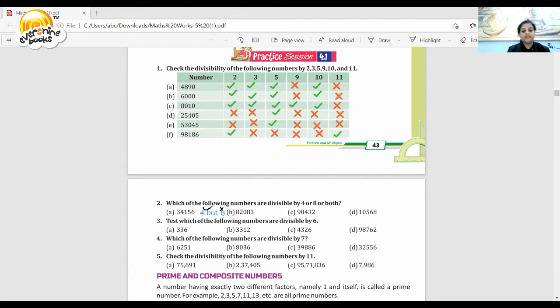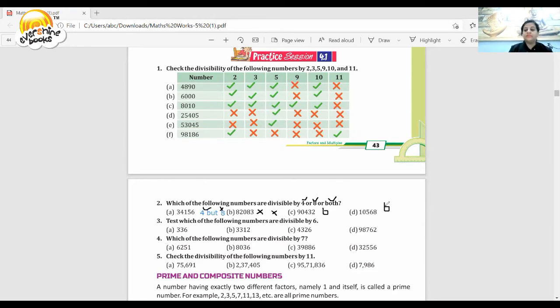After that, 82083 is not divisible by 4 and not divisible by 8 either. 40432 is divisible by 4 and also by 8, which means it is B. We will write here B. After that, 10568 is divisible by both, so we will write here both. B for both. Okay.